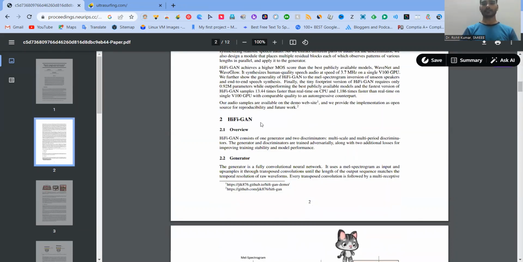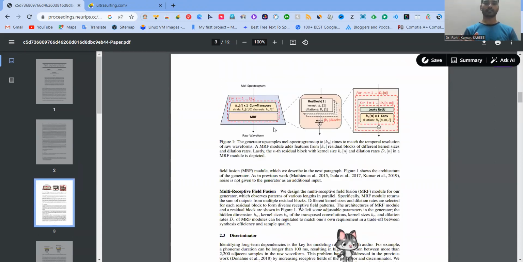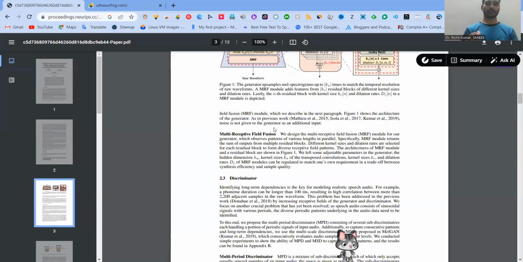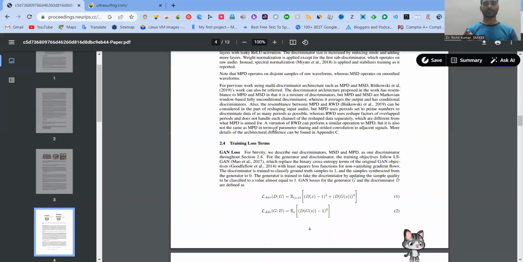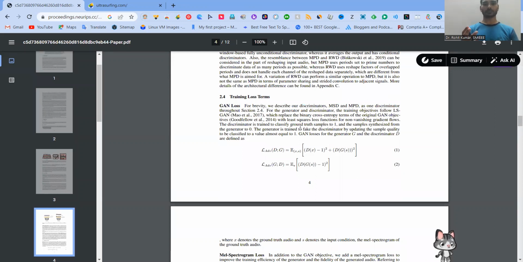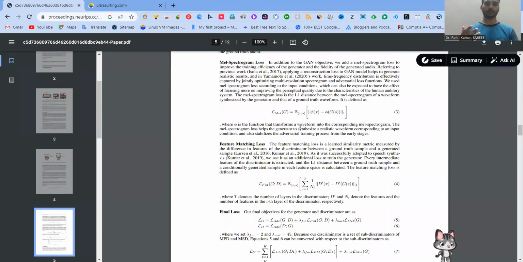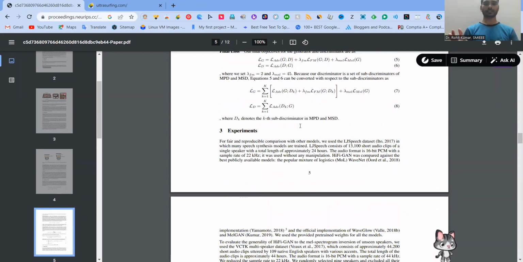Then they have discussed HiFi-GAN, offering a basic overview of GAN, that is, what is the generator, etc. Then they have discussed the concept of the discriminator. Then moving on, they have the training loss terms. So again, as I told you, if you are a person of AI, then obviously these things are going to be a bit easier for you.